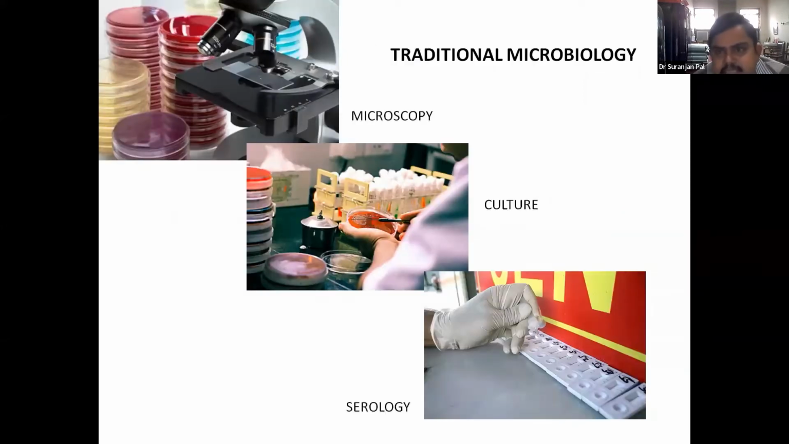Now, what a traditional microbiology lab does: first, as the sample is received, it generates a unique number and proceeds to direct examination of the specimen by microscopy. Next, culture and serology. Most labs do these three things in a traditional microbiology lab.